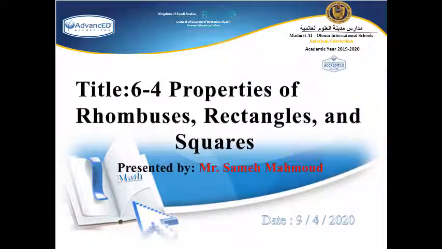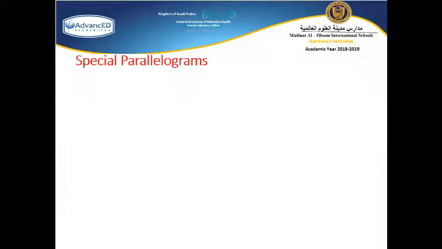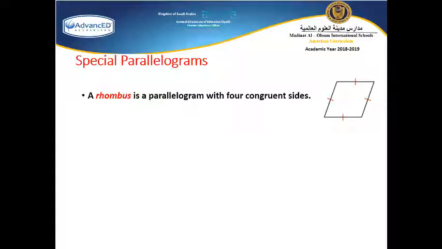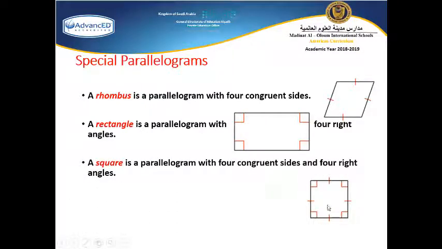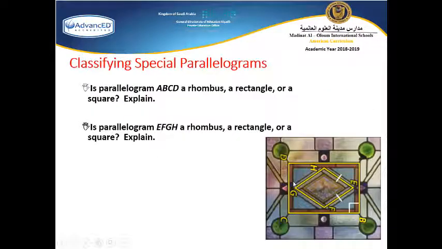Hello everyone. Our lesson today is talking about properties of rhombus, rectangles and squares, the special parallelograms. A rhombus is a parallelogram with four congruent sides. A rectangle is a parallelogram with four right angles. A square is a parallelogram with four congruent sides and four right angles.